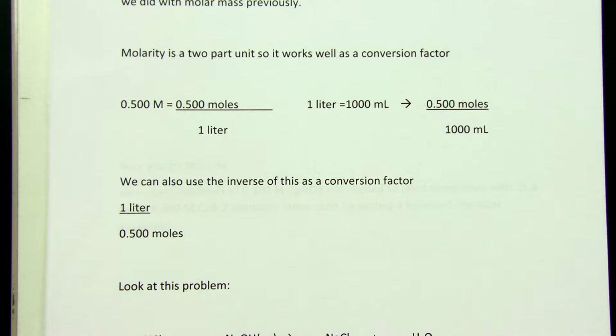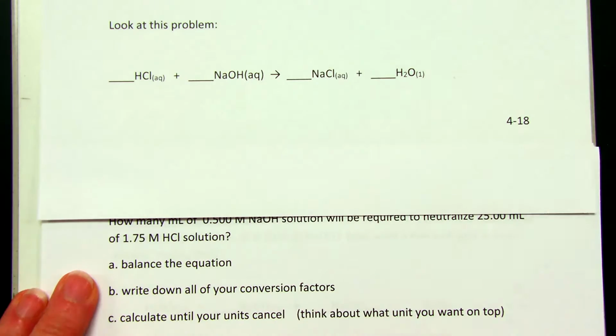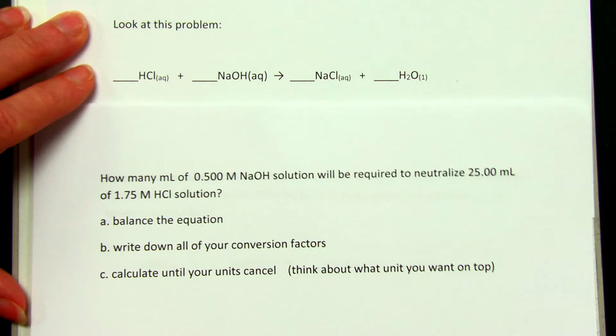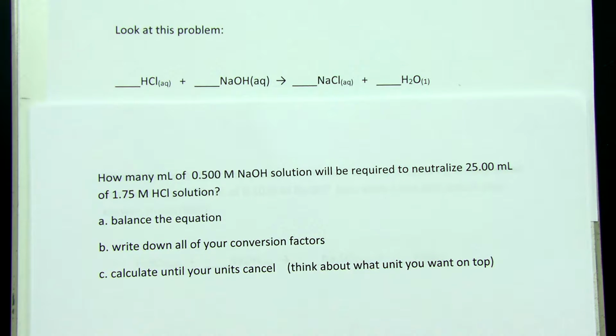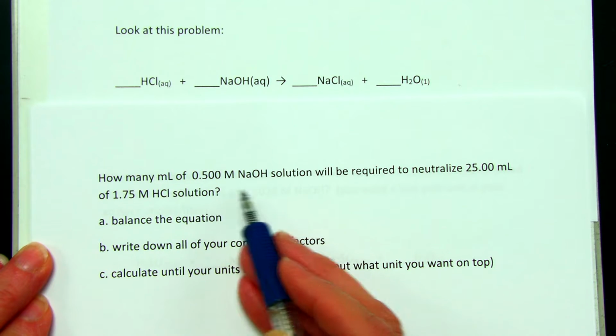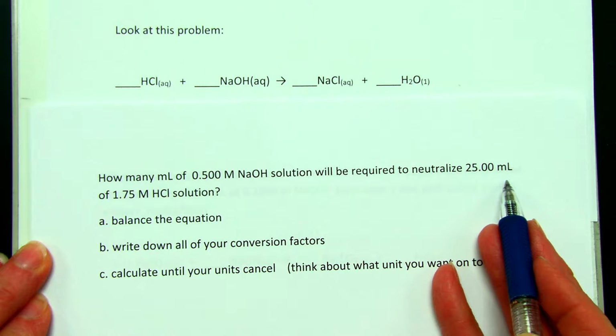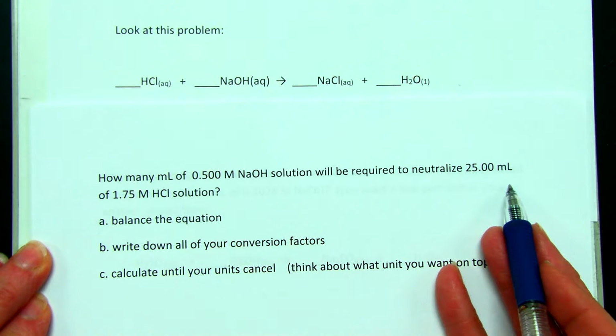So let's look at the first problem, which is the simplest one. This is hydrochloric acid reacting with sodium hydroxide. We trade partners, do double replacement chemistry, and we get sodium chloride and water. Now, when we look at this, the first thing we always do is balance the equation, and this equation is balanced as written. Now, we look at this problem. How many milliliters of 0.5 molar sodium hydroxide will be required to neutralize 25 mL of 1.75 molar HCl solution?